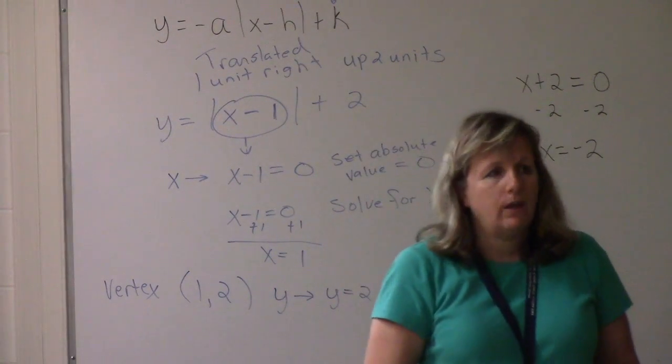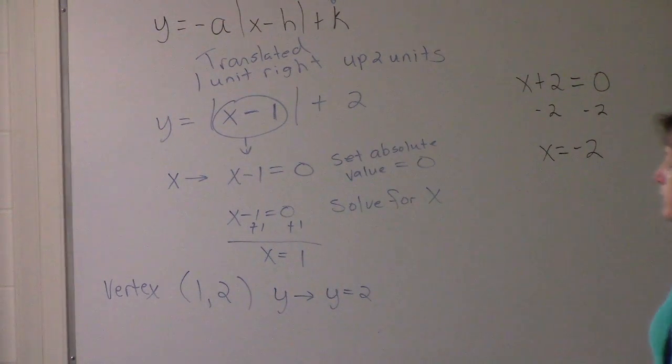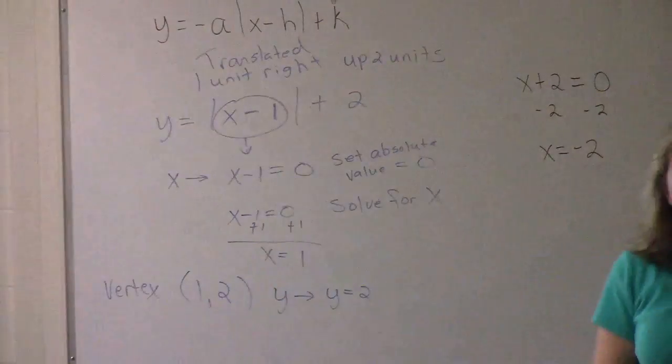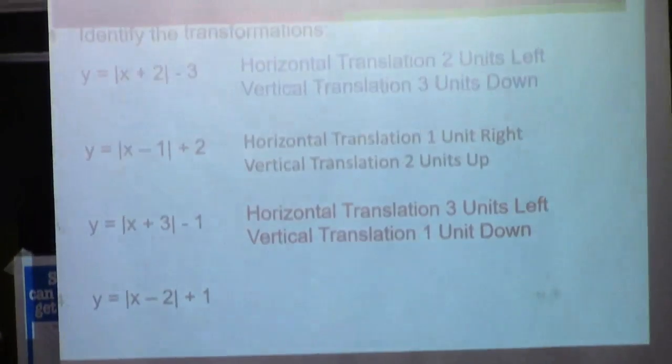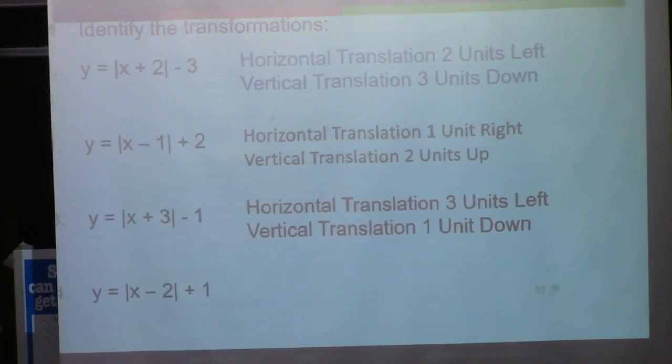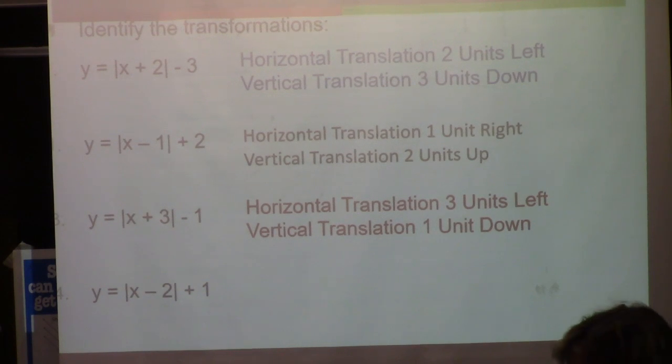Let's try this one. X minus 2. Inside the absolute value moves horizontally, right? So did I go right or left? I went right 2 units, right? And then outside I go up 1, right? So I went right 2 units and up 1.